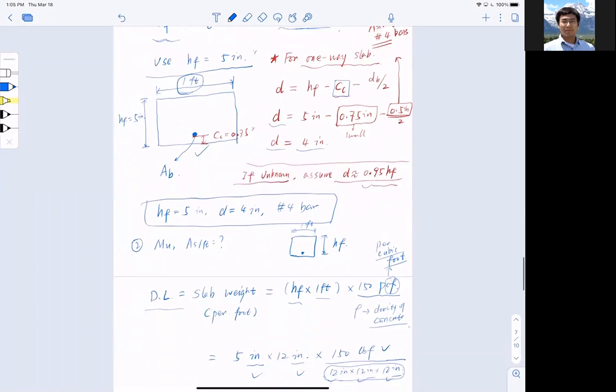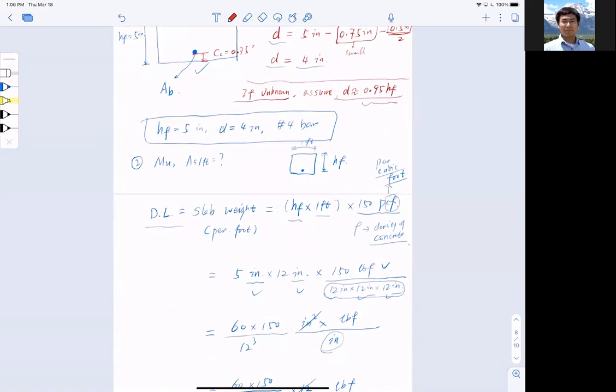Now, on the other hand, if you don't know anything about the cross section, you have to make an assumption that you can always use d equal to 0.95 of h_f. But this is just an assumption. I still prefer the other one in most cases. So after the first step, we said the height is going to be 5 inch, the depth is going to be 4 inch, and it's going to be number 4 bars. So that's what we end up with.